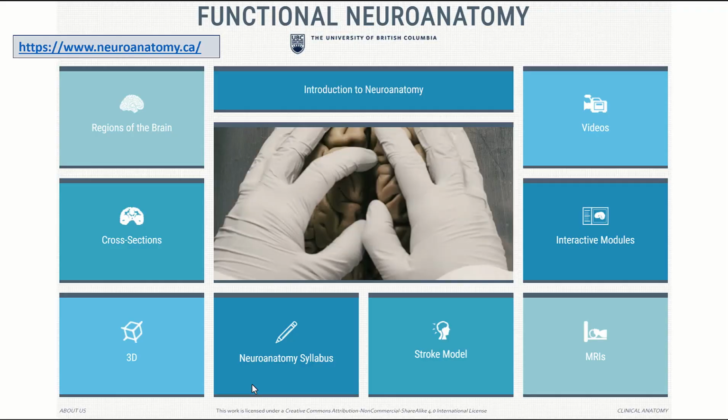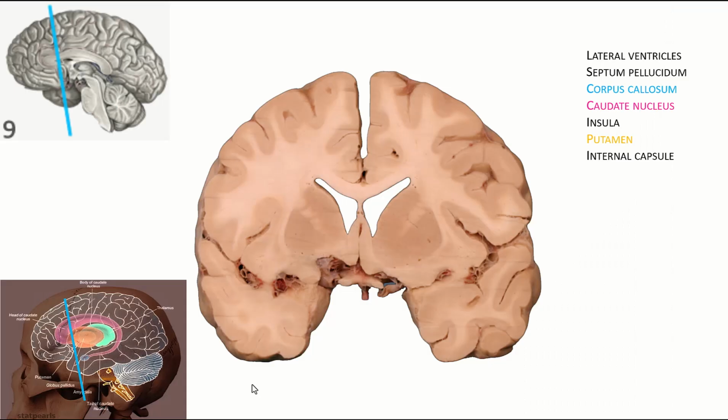This website, I just want to point out, is a super helpful website. I'm using their brain slices as well as their MRI images for the rest of this. So here are the brain slices. I want you to see this brain slice. We can name them first before we look at things on imaging.